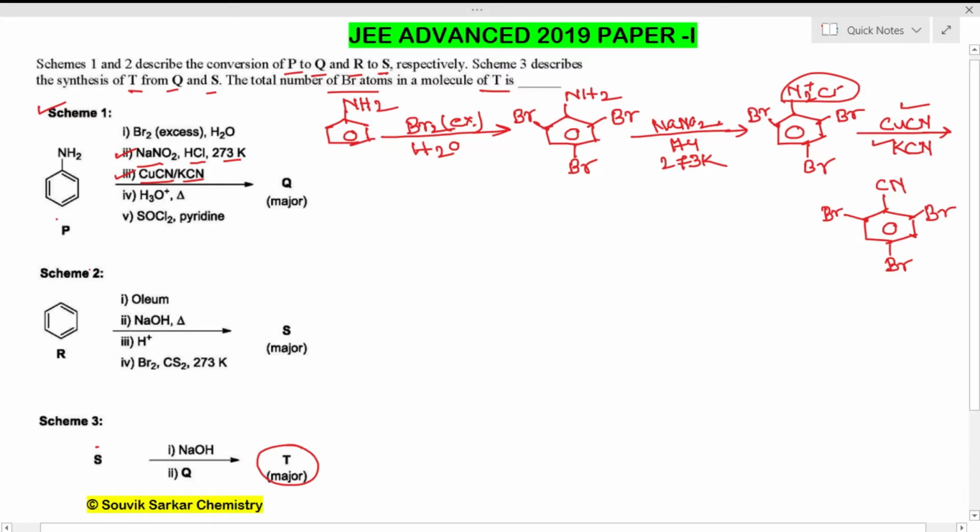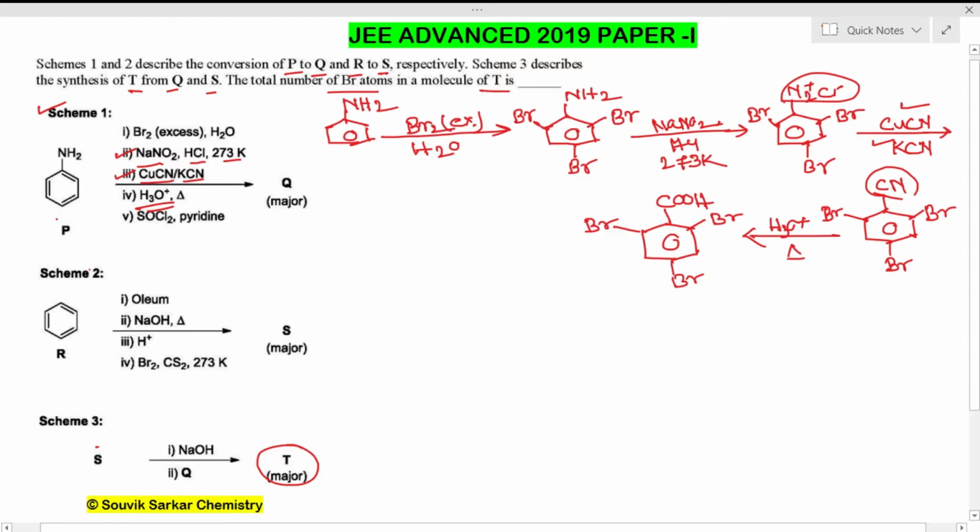The next step, it is treated with H3O+ and heat. It is treated with acid and heated. So if you hydrolyze, the cyanide will convert to a carboxyl group, and there will be bromine as usual.